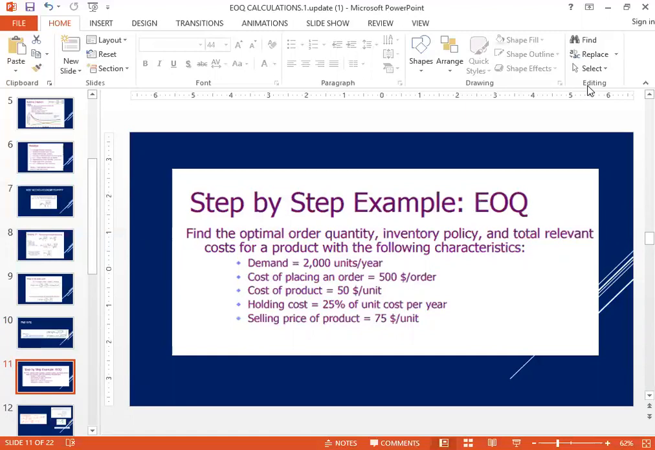Okay, so if I look at this question, the first thing I will figure out is that cost of placing an order is CT. So before that, I'll look at the demand. It's in per year, so I'm fine with D. CT is going to be 500 for this question. Cost of the product is going to be C, 50 per unit. Holding cost is going to be H, so that's 25% or 0.25.